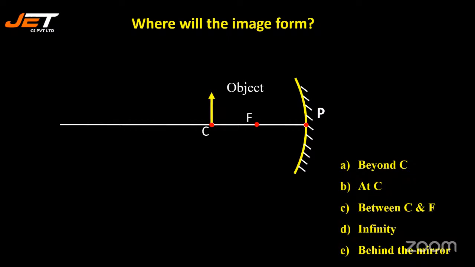Next. Suppose object is placed at C. సెంటర్ ఆఫ్ కర్వేచర్ దగ్గరే ఆబ్జెక్ట్ ప్లేస్ చేస్తే అప్పుడు ఇమేజ్ ఎక్కడ ఫామ్ అవుతుంది?